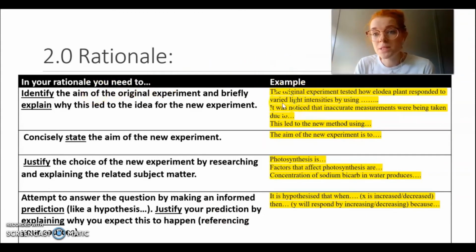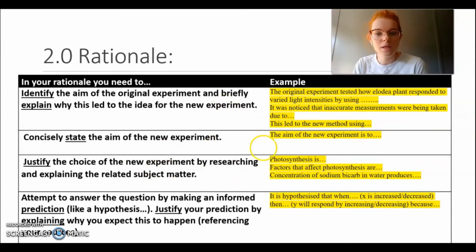Some examples. So here's some sentence starters that I've used. The original experiment tested how a lodia plant responded to the varied light intensities by using blah, blah, blah. That's what my original experiment was. It was noticed that inaccurate measurements were being taken due to blah, blah, blah. This led to the new method using whatever I'm going to change. The aim of the new experiment is to... I have moved these around from the previous scaffolding just because in my head it flowed better.